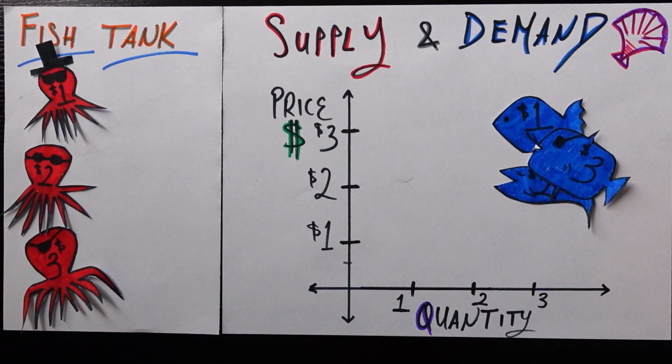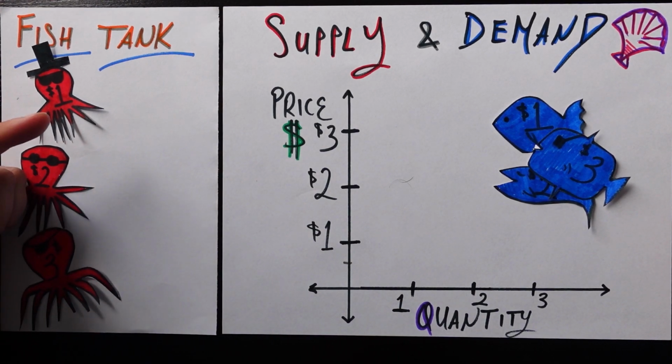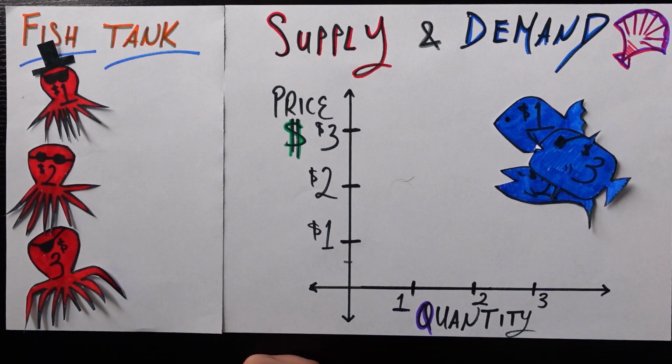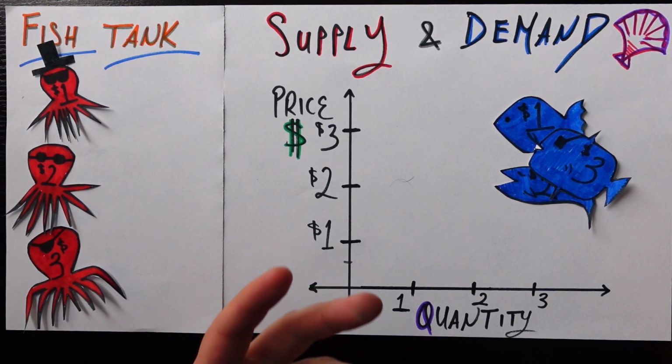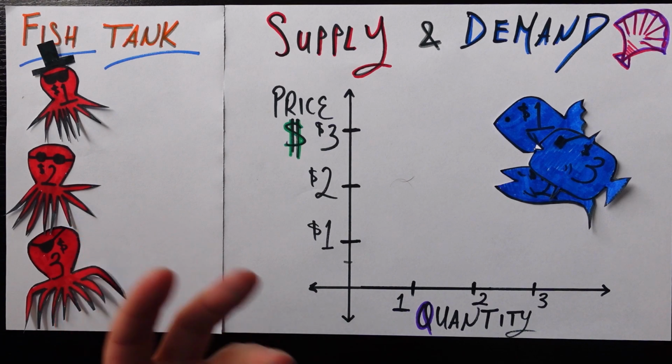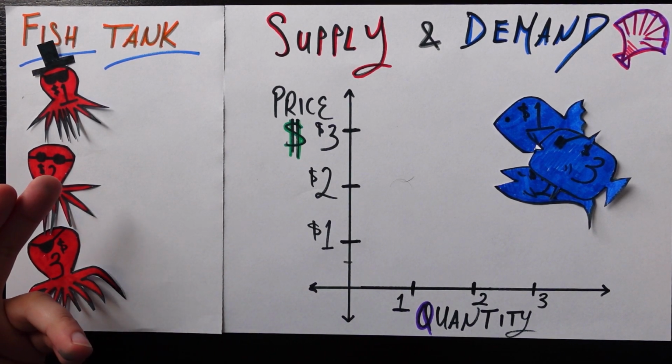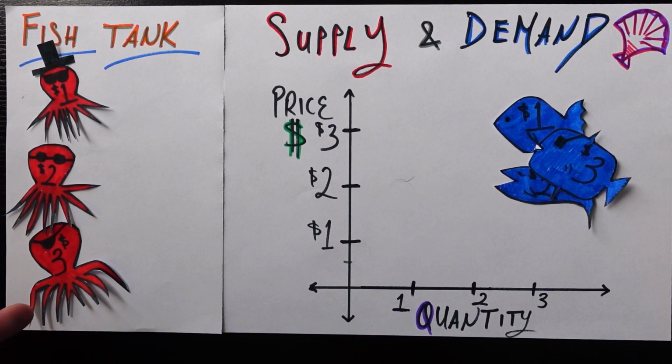Well, that's great, but now let's go ahead and look at the other side of the market, the producers. Let's start with this guy, the top hat octopus. Would top hat octopus be willing to produce a shell for 50 cents? No way, because it costs $1 to produce that shell, and getting just 50 cents for it is not worth it. And that story just gets even worse with eyeglasses octopus and pirate octopus. They're able to produce a shell for even more, and so of course they would not be willing to accept just a measly 50 cents for this shell.